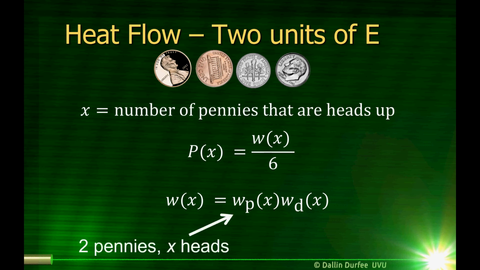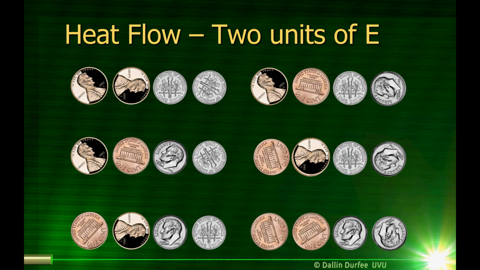All right, so W sub P is the number of ways I can arrange 2 pennies with X of them being heads, and W sub D is the number of ways I can arrange 2 dimes such that 2 minus X of them are heads, right? Because X is the number of pennies that are heads. Well, let's write down the different arrangements.